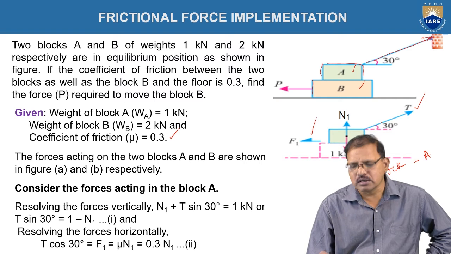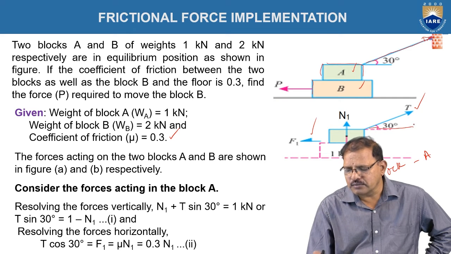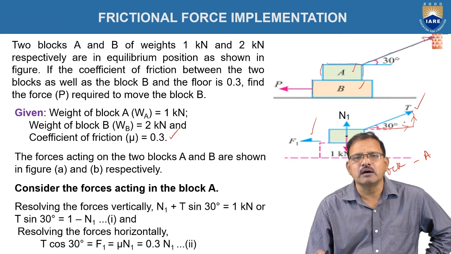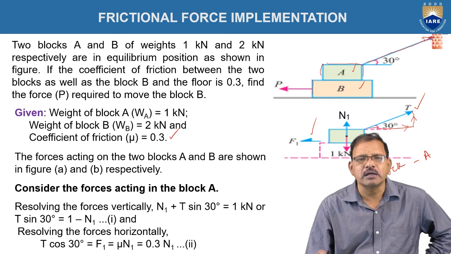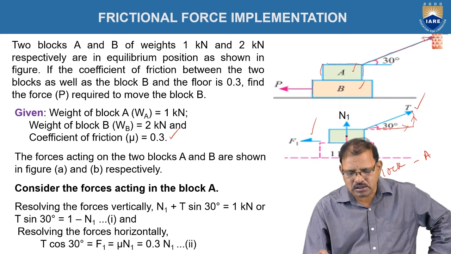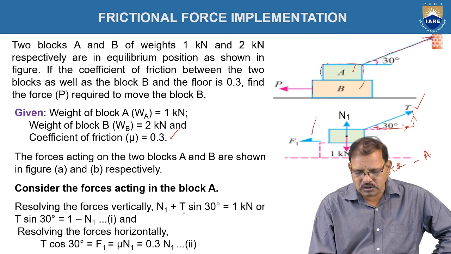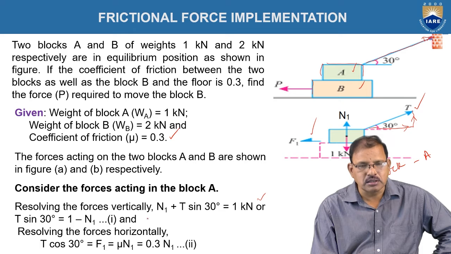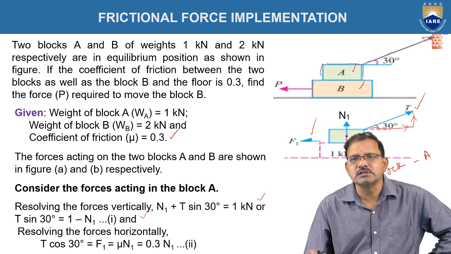When we resolve the tension, it has two components, horizontal and vertical. The vertical component is acting upward, which is given by T sin 30, where T is the tension in the rope. So from these relations, N1 plus T sin 30 is equal to 1 kilonewton. From this relation, we get T sin 30 is equal to 1 minus N1, which is represented as equation number 1. Now resolve the forces horizontally.